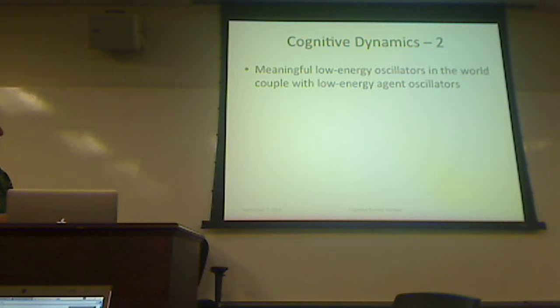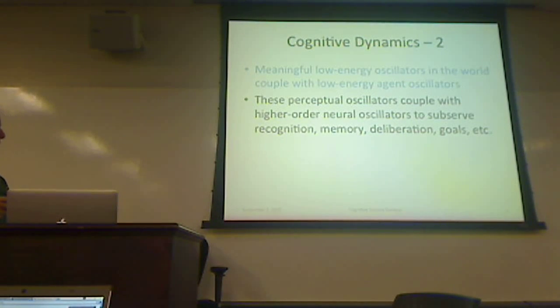Meaningful low energy oscillators in the world coupled with low energy agent oscillators. What are the low energy oscillators in the world? The light coming off of this thing couples with rods and cones in my eye, causing a low energy internal oscillator that gets recognized by mapping down to some attractor. These perceptual oscillators couple with higher order neural oscillators to subserve recognition, memory, deliberation, goals, etc. All these mental things that are going on.